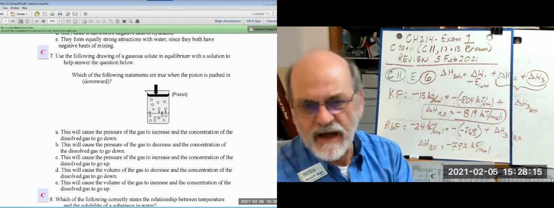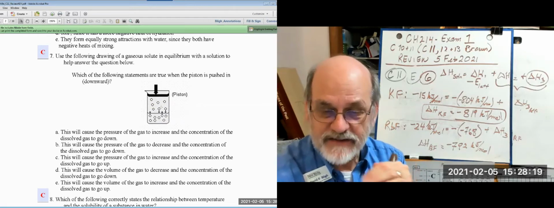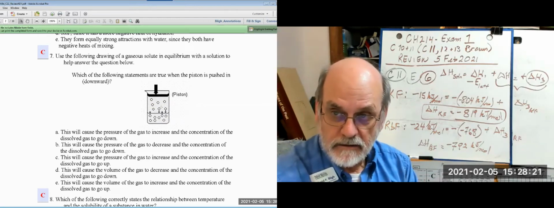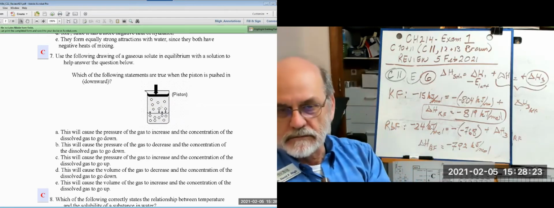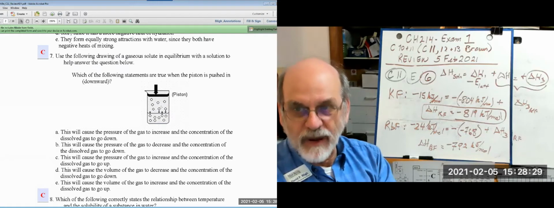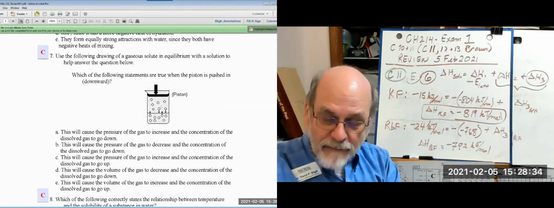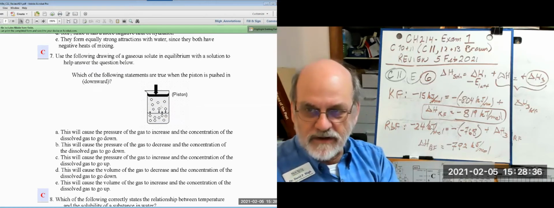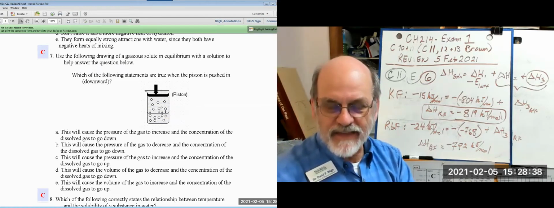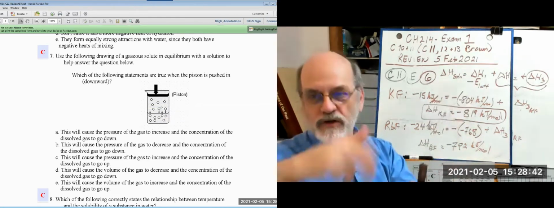So what happens? As you increase the pressure, you should get more gas dissolved in the liquid. That's why pop does what it does when you open the cap. It pops because there's pressure built up in there. But as long as you've got the cap sealed on your pop bottle, then the gas that's in solution stays there. It only comes out when you release the pressure.